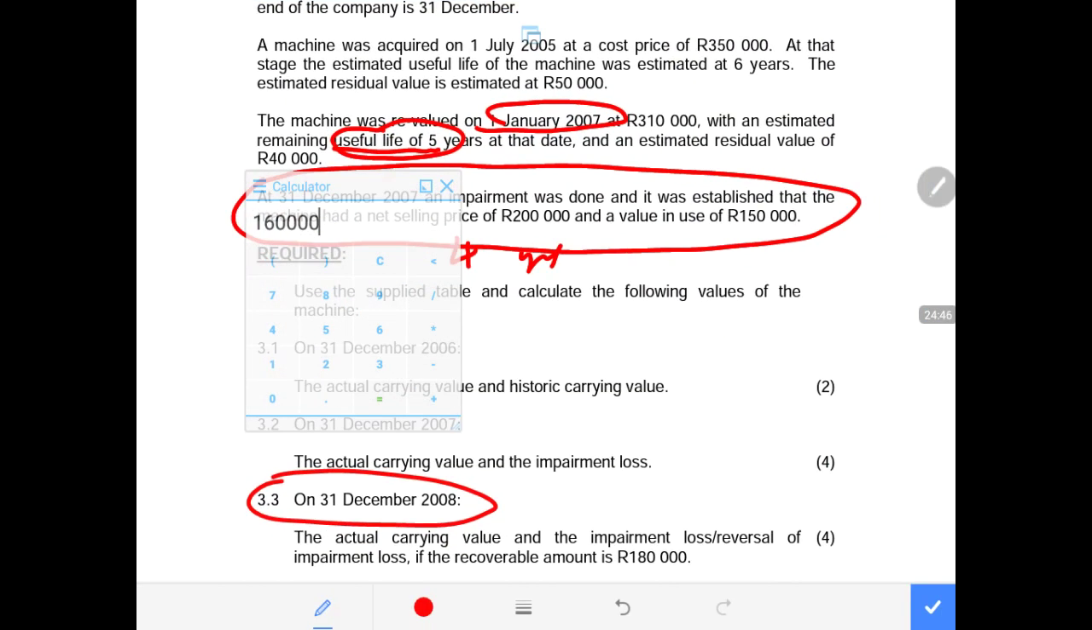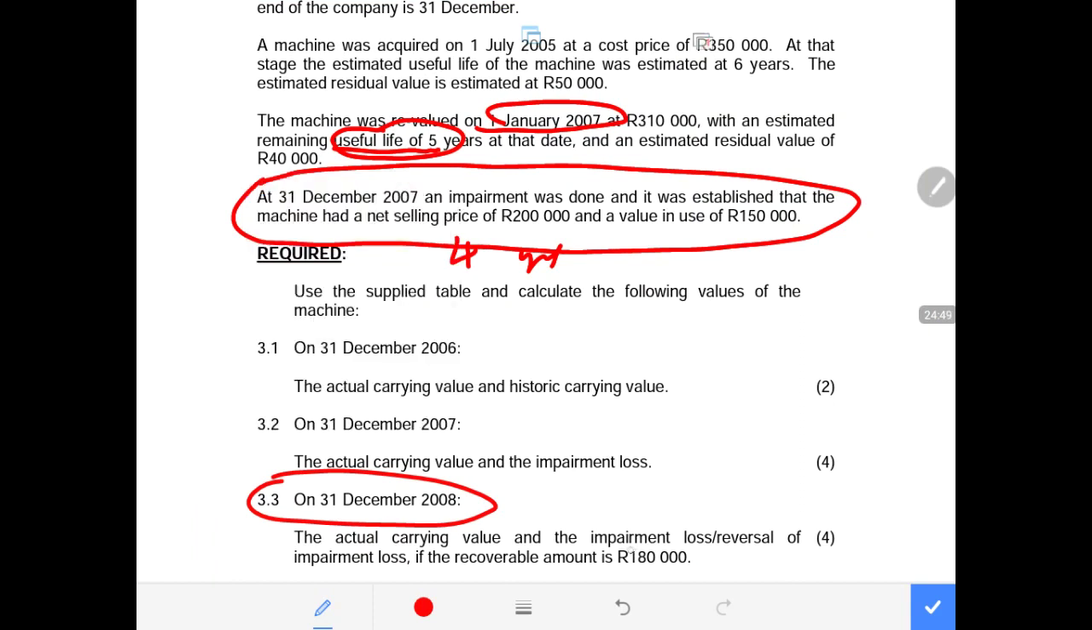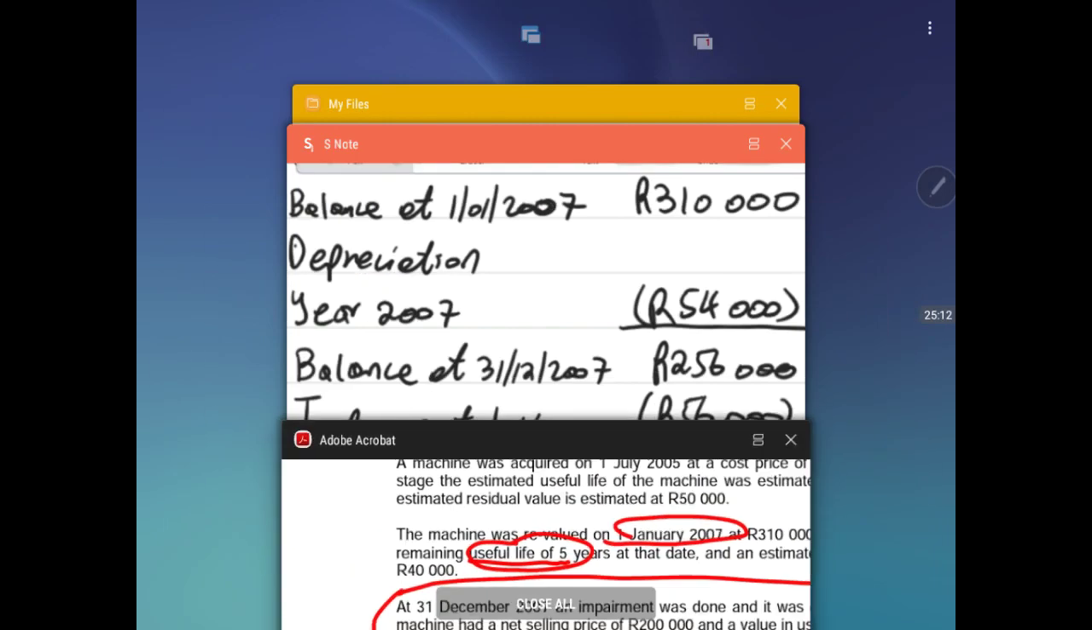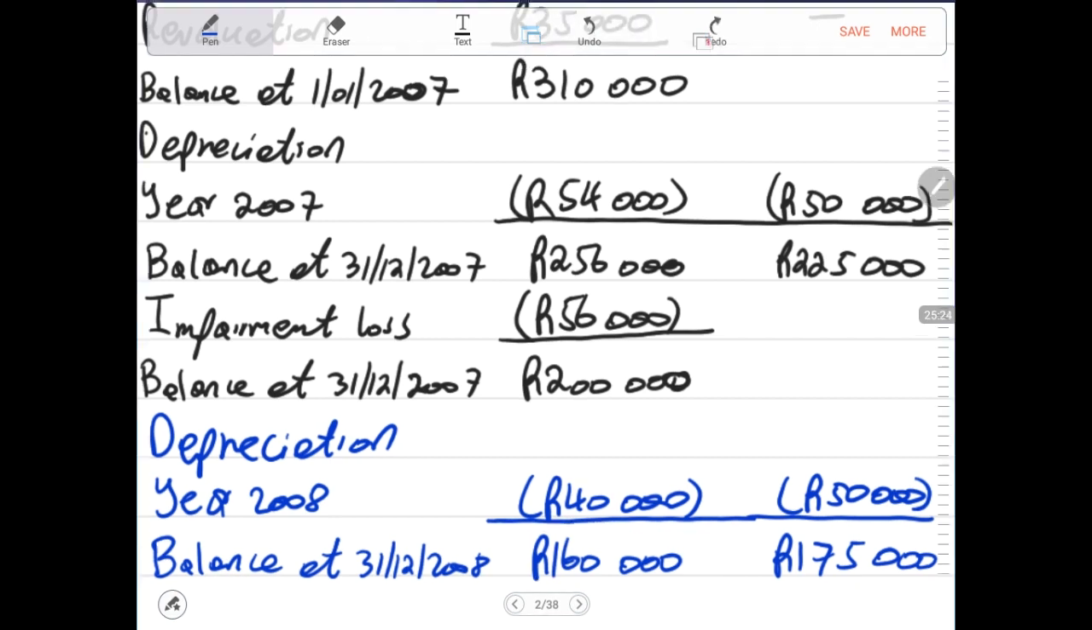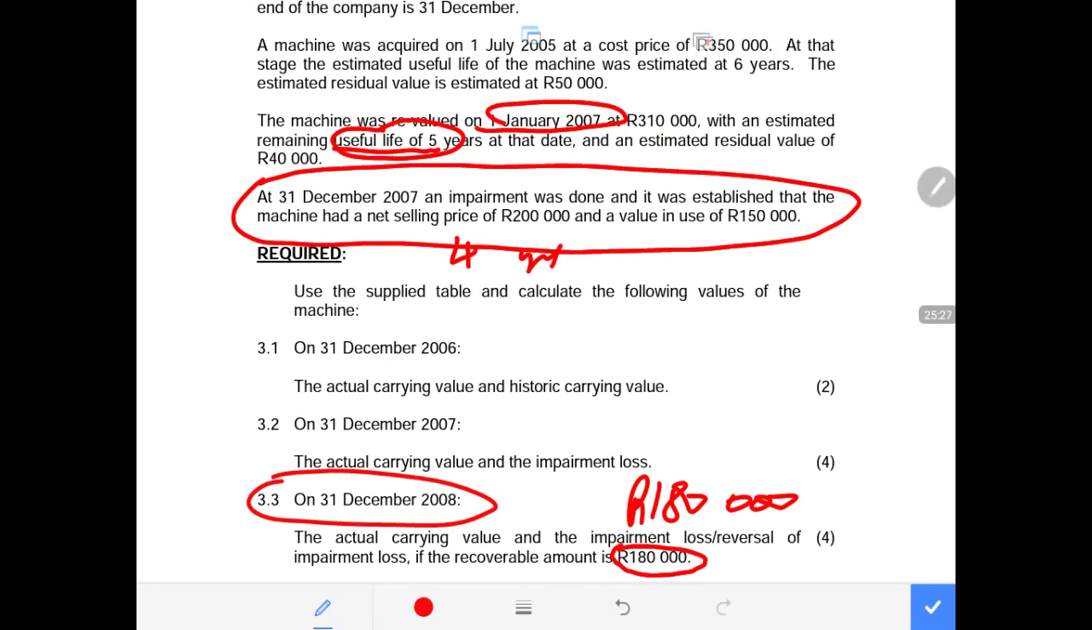recoverable amount. How much is that recoverable amount? The recoverable amount is 180,000 rands. Now, this is our RA, meaning our recoverable amount, it is 180,000 rands. And how much is the carrying amount of the asset? The carrying amount of the asset, it is 160,000 rands. Now we look at 160,000 rands, and we also look at 180,000 rands.